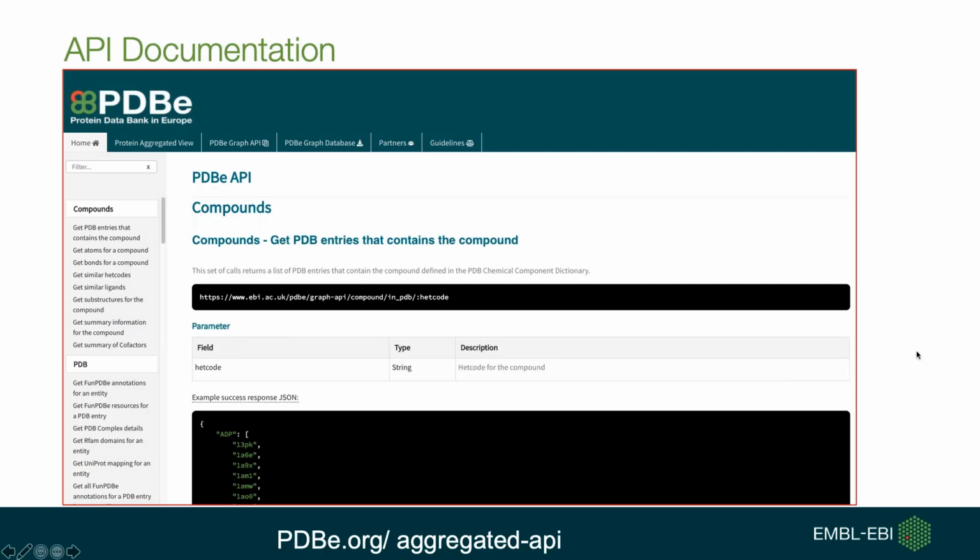As I mentioned before, the endpoints are categorized for easy navigation. Let's go through these categories and see what data they can offer. So first, the compounds category. It provides data related to small molecules. These endpoints can be used to get the summary information for a ligand, atoms and bonds information, the PDB entries which are bound to a particular ligand, etc.